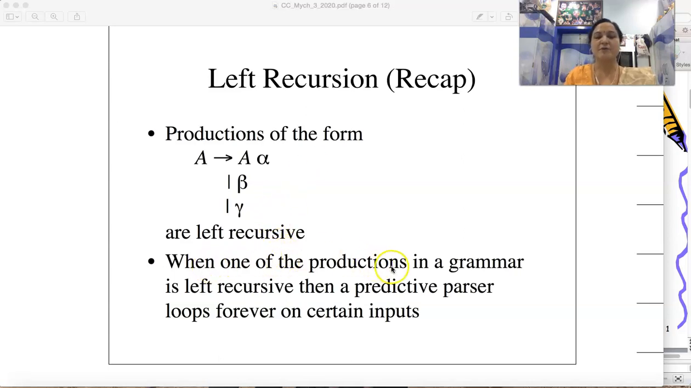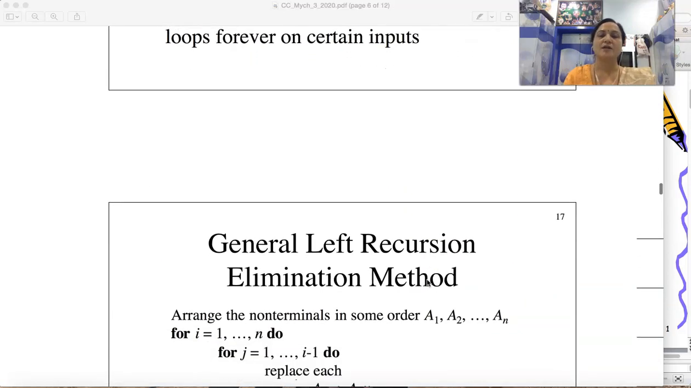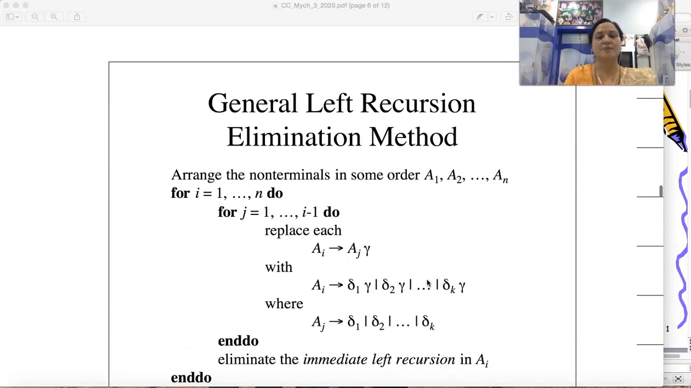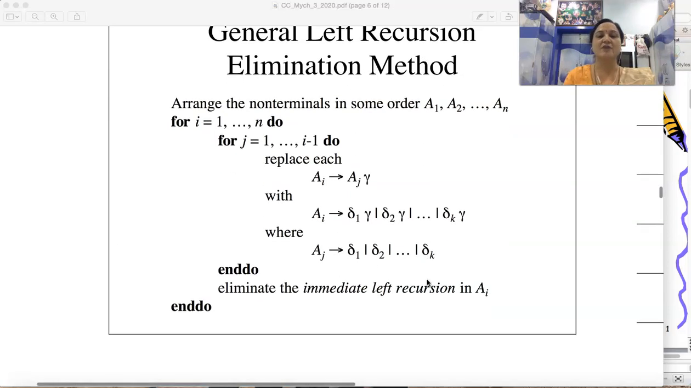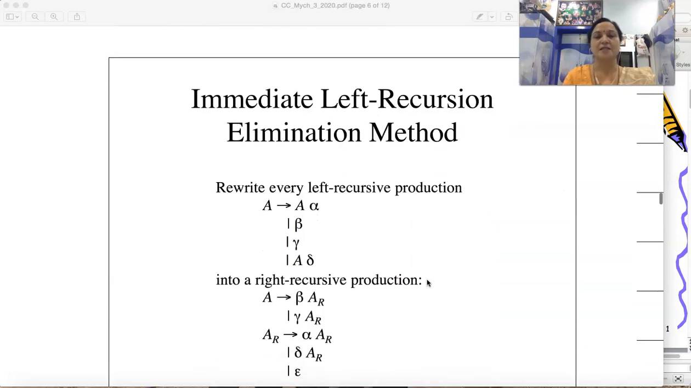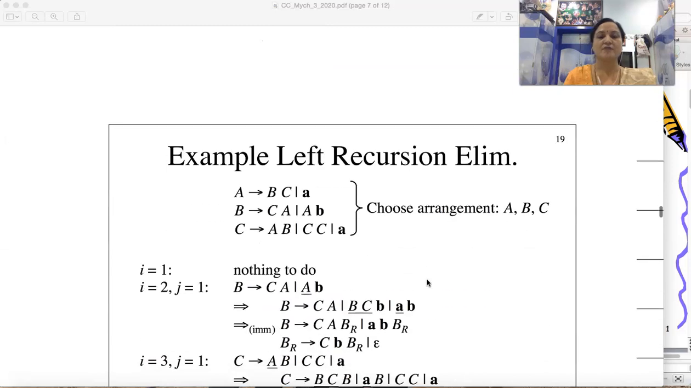Now the definition of left recursion is, when one of the productions in a grammar is left recursive, then the predictive parser loops forever on certain inputs. So it is not allowed to have left recursive productions in the grammar. Now what is the solution for this? The solution is that we have to remove this left recursion using this algorithm. This algorithm we have already seen in the class in detail. We have also solved problems for removal of left recursion.